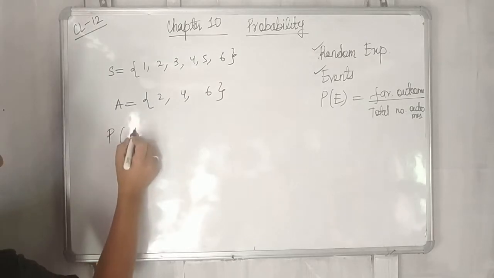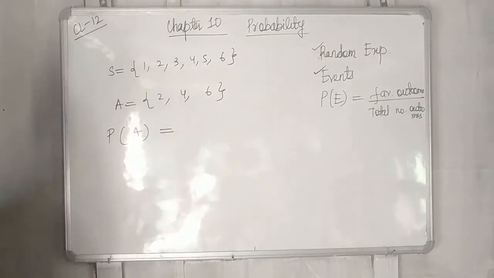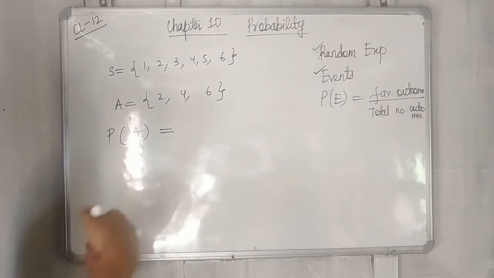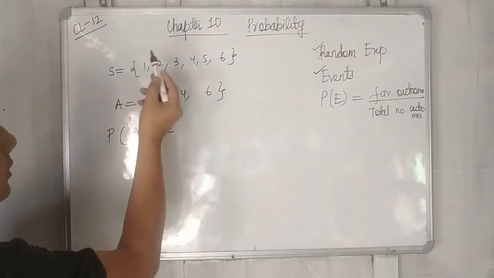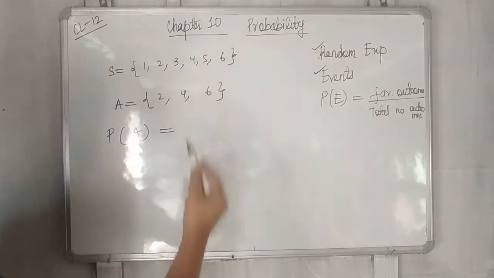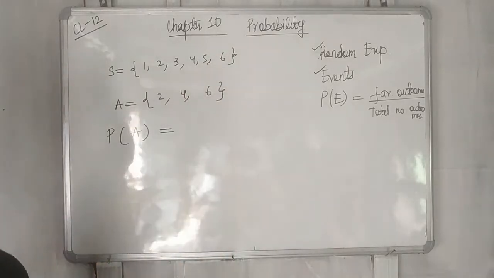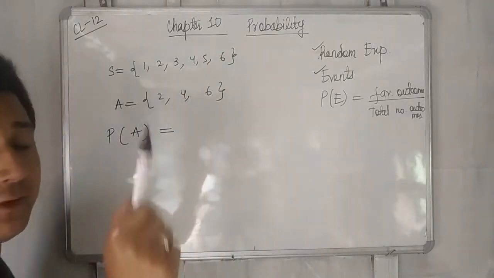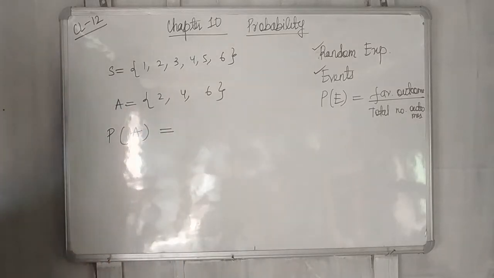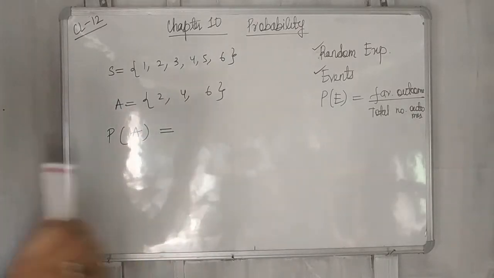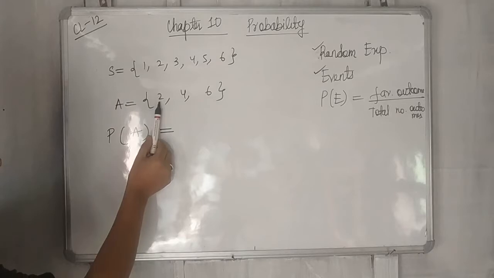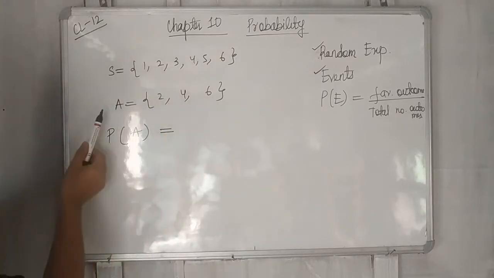If I ask you to find the probability of getting even numbers when a die is rolled, I can get any of the numbers 1, 2, 3, 4, 5, 6, out of 6 numbers. But now I am specifically asking for the probability of getting even numbers. So how many even numbers are there? 2, 4, and 6, which is this event A.